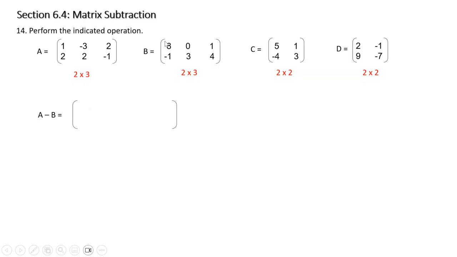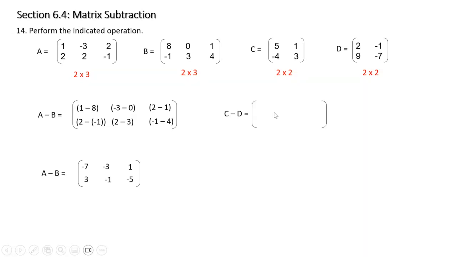So it'll be 1 minus 8, negative 3 minus 0, 2 minus 1, 2 minus negative 1, 2 minus 3, and negative 1 minus 4. So it's going to give us negative 7, negative 3, positive 1, positive 3, negative 1, and negative 5.